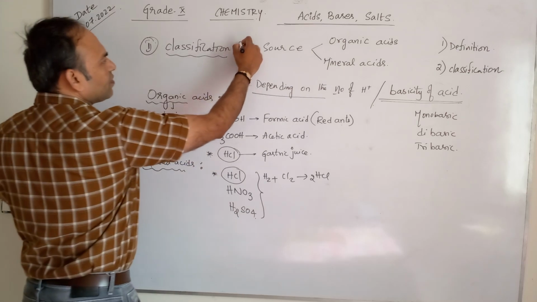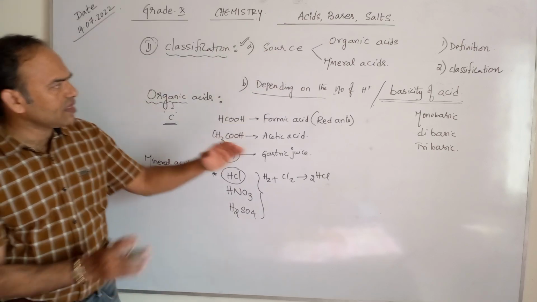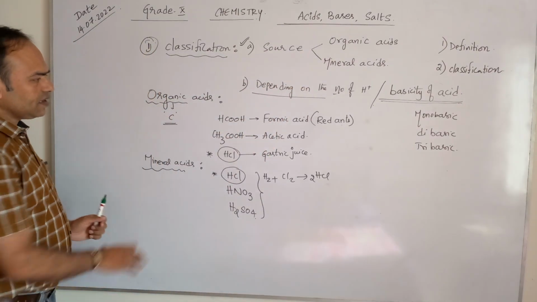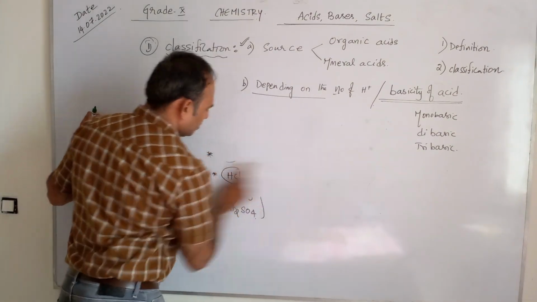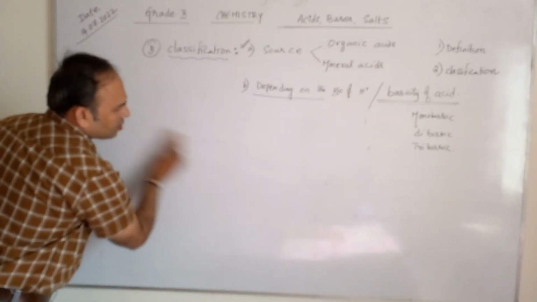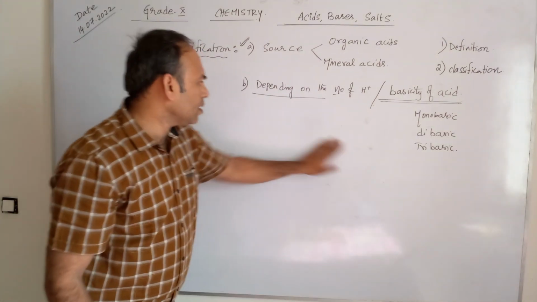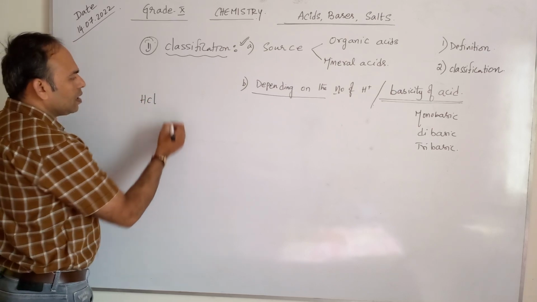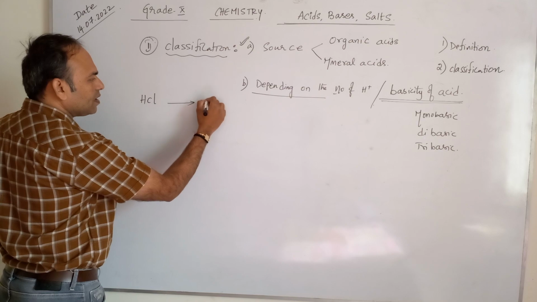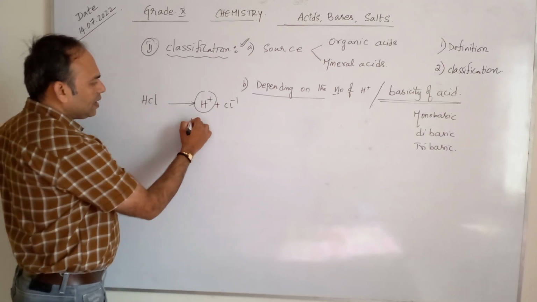So hope you have understood the first type of classification, that is how acids are classified depending upon the source, whether they are organic or they are mineral acids. So I will erase the first part. Second one, how do you know whether it is a monobasic, dibasic, tribasic, etc.? Take the example. I am having HCl. You know, if you take HCl, it will split into H plus and Cl minus 1. Is it right? So how many protons or H plus are liberated? You are liberating one proton.